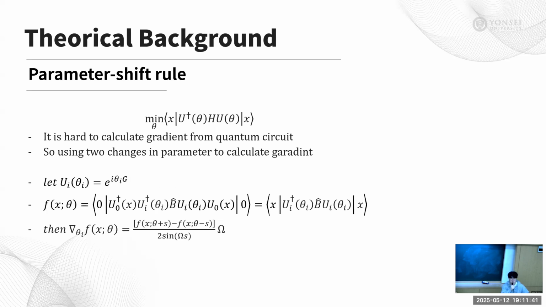In order to achieve this, we are going to introduce the parameter shift rule. It's hard to get the gradient directly from a quantum circuit, so we use two shifts on the parameter to calculate the gradient. This can be achieved by having a unitary operation, exponential of i theta G, with parameter theta, where G is of course a Hermitian operator. And we are going to change the unitary operation through some mathematical calculation, and we can get the gradient from this directly without having an actual differential method. We get the gradient from just subtracting one from the other.